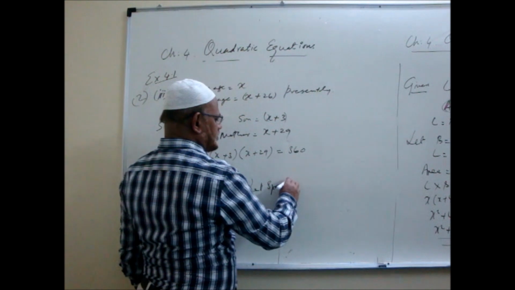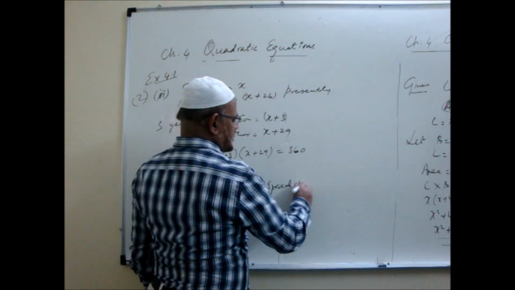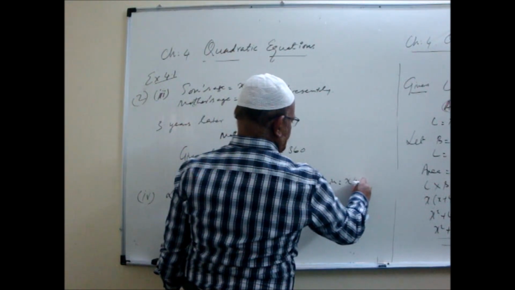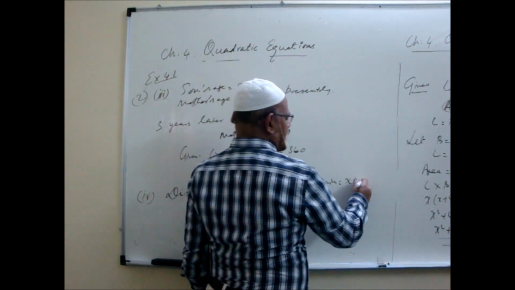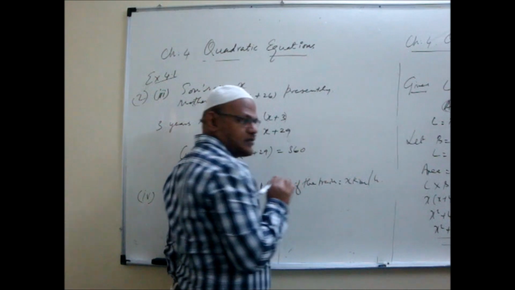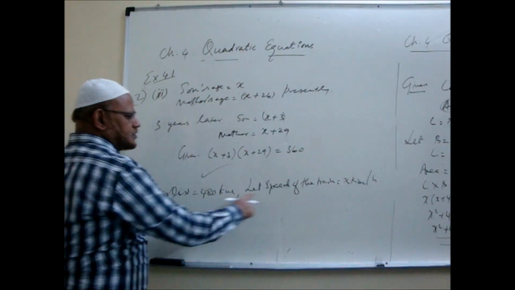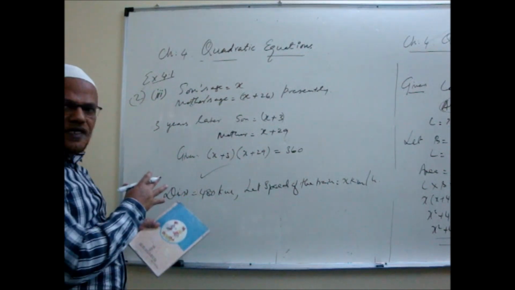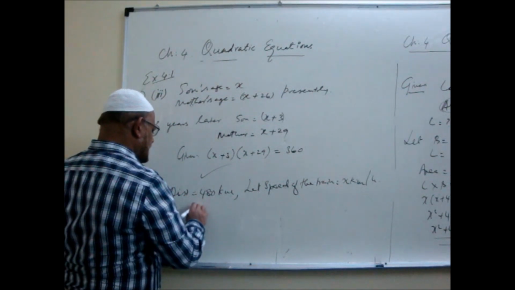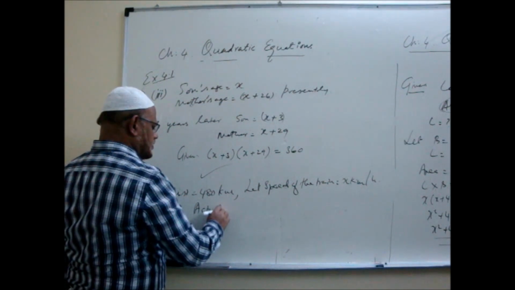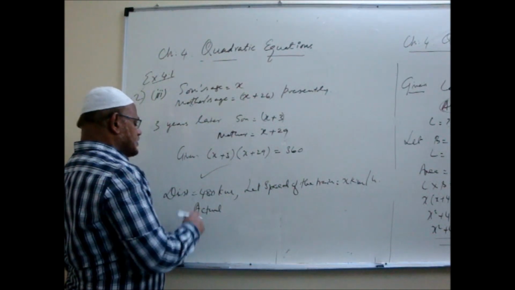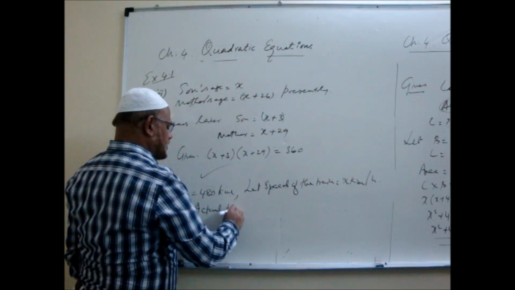Let the actual speed of the train be X km per hour. Okay? So this is the distance, this is the speed. They have given you something about the time, so you make the time ready. Actual speed is given, you have taken it as X. Now, the actual time taken, how much do you write first?